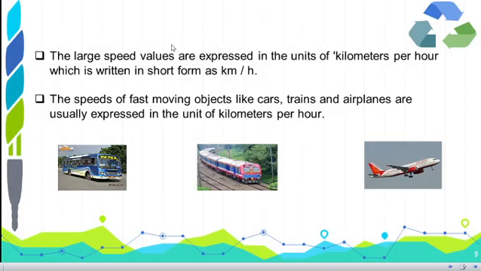The large speed values are expressed in the units of kilometers per hour, which is written in the short form as km/h. That means kilometer per hour. The speeds of fast moving objects like cars, trains, aeroplanes are usually expressed in the unit of kilometer per hour. How many of you use transport like a bus? Some of the students go by train also, and some go by flight also.